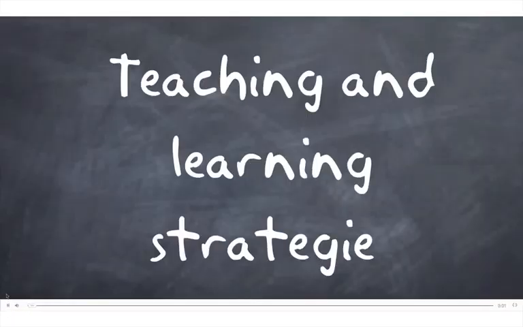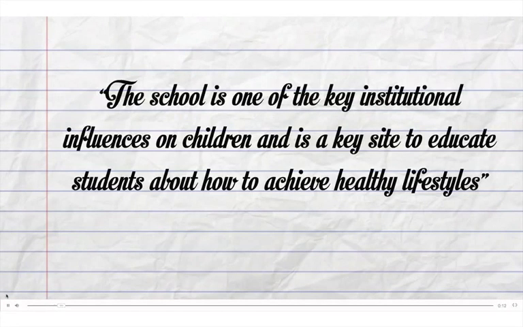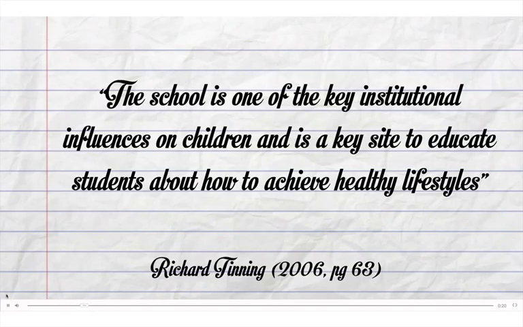Teaching and learning strategies. According to St. Leger 2001, one of the most critical influences on an individual's state of health and reported health behaviour is education. Richard Tenning 2006, page 63, highlights in his research that the school is one of the key institutional influences on children and is a key site to educate students about how to achieve healthy lifestyles.